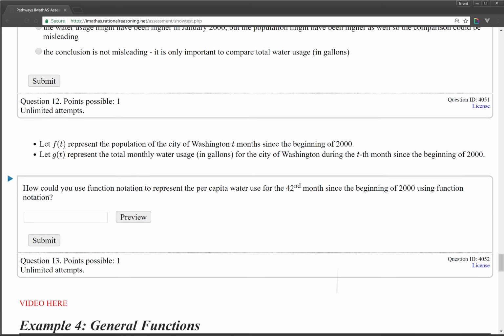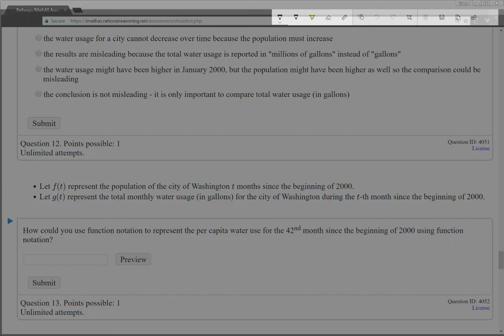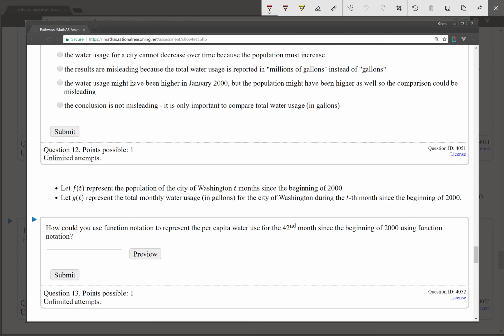We'll just look down here at these 2 function definitions. So let f of t represent the population of the city of Washington t months since the beginning of 2000, and let g of t represent the total monthly water usage in gallons for the city of Washington during the tth month since the beginning of 2000. So g of t represents total monthly water usage, and f of t represents the population that month.